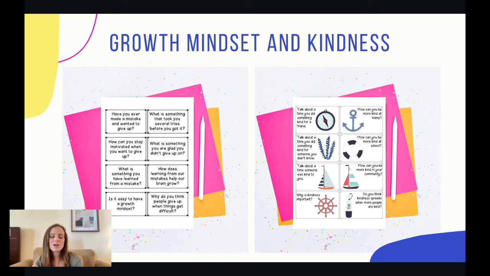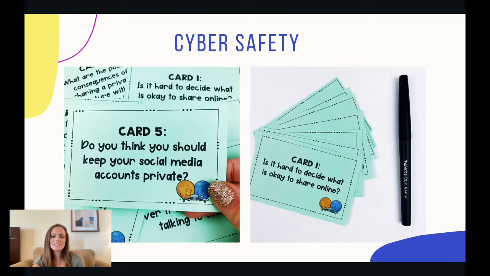So, talking about growth mindset, have you ever made a mistake and wanted to give up? What's something you've learned from a mistake? How does that help your brain grow? And then kindness, talking about something kind that you did for someone you knew or maybe someone you didn't know. Why is it important? How can you be more kind? Cyber safety, this one's great. So talking with kids about how do you know what to share online and what's okay, and do you think you should keep your accounts private, things like that.